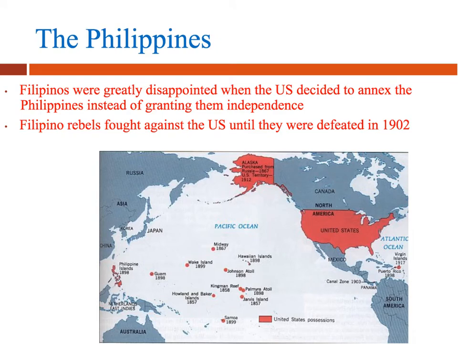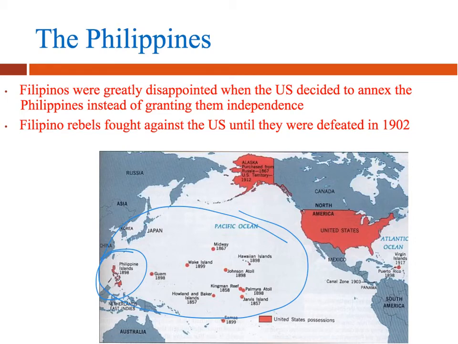After the United States gained all the different territories, you can see all the different territories out here in the Pacific Ocean. All these in red are going to be U.S. possessions. The Philippines right here, they were greatly disappointed. They were under Spanish control, and when the United States started fighting Spain in the Spanish-American War, the Filipinos fought on the sides of the Americans against the Spanish. They felt like if the United States won, they would be given their freedom.